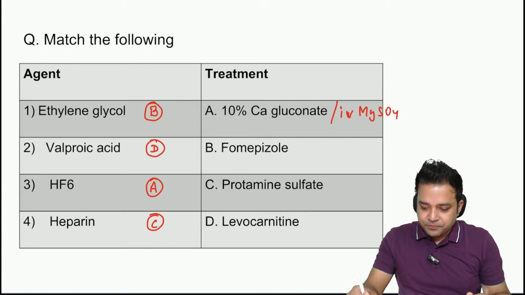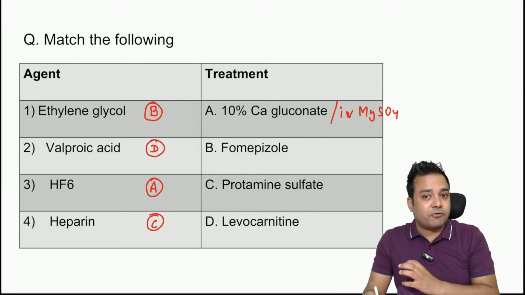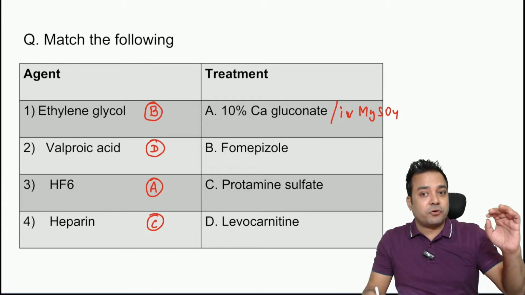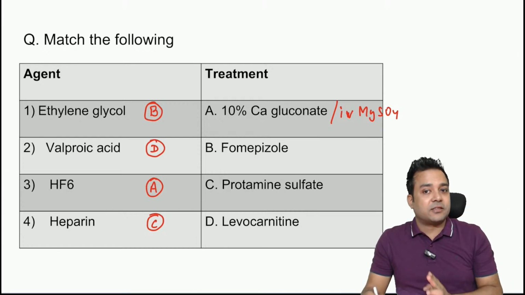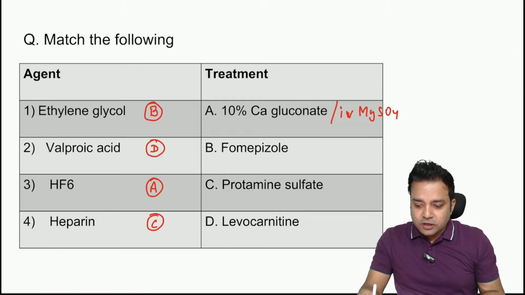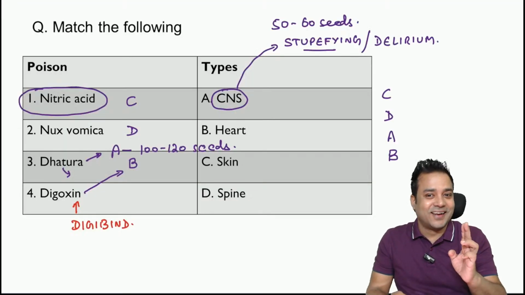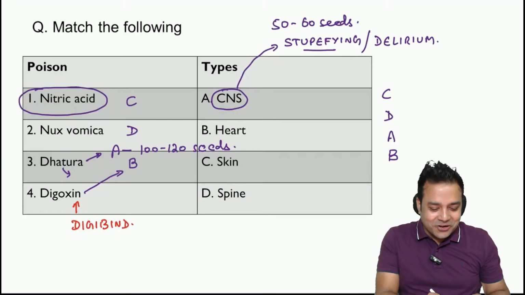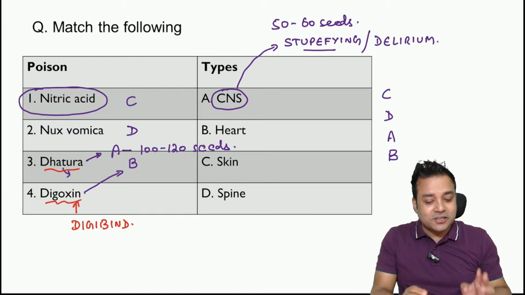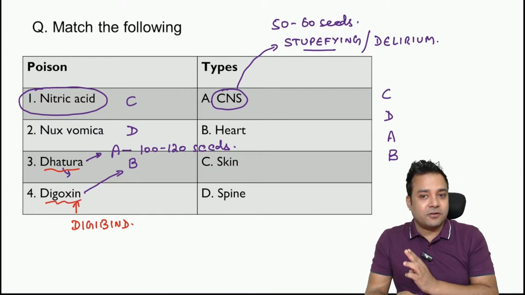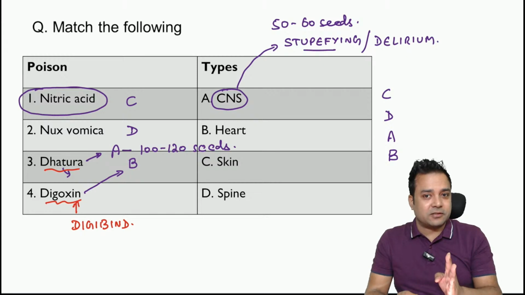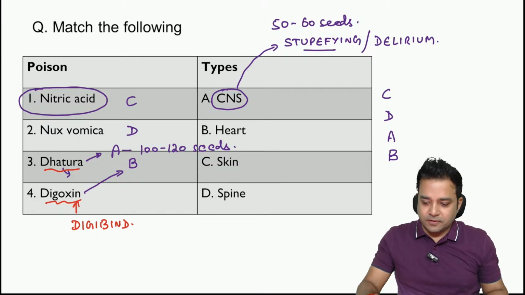Chalo, aage badhte. So this summarizes our match the following questions. Never leave a match the following question and never be in a hurry to solve it. You just saw the effect of hurriedness, na? So Datura is going to act over the CNS and Dissection is going to act over the heart. You should be in complete patience while solving the question.